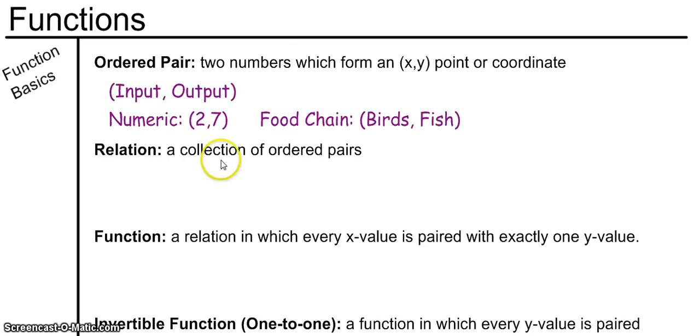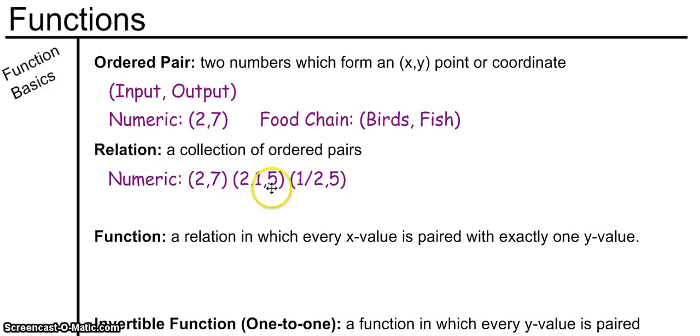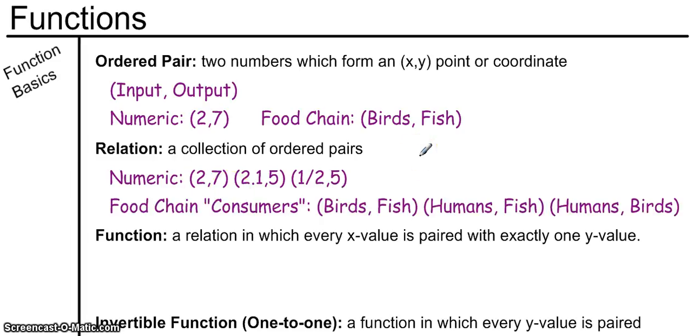A relation is then a collection of ordered pairs. For example, a numeric example could be (2, 7), (2.1, 5), and (1/2, 5). There's some sort of relationship between those pairs of numbers. Another example could be to look at the food chain in terms of who eats who, what the consumers are. So for example, birds eat fish. Humans also eat fish. And humans also eat birds. So in this way, we have a collection of ordered pairs with a relationship between the two inputs and outputs.